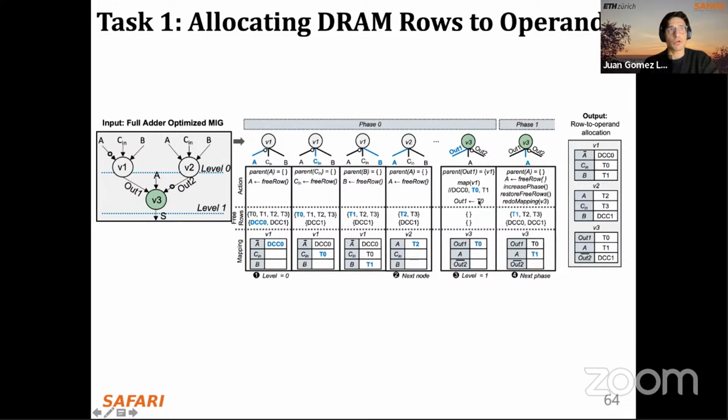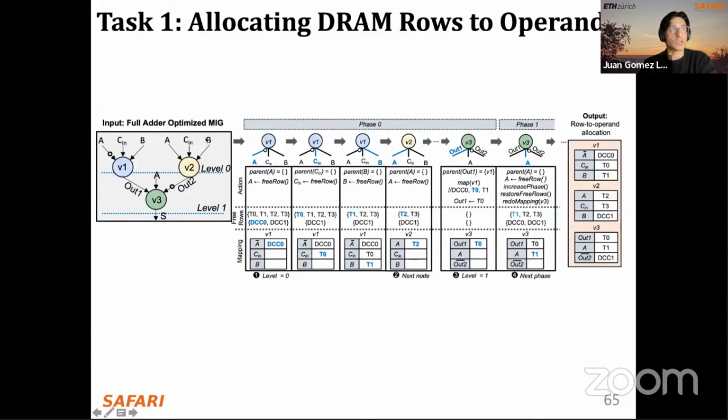Yeah, and at this point we ran out of free rows, so this means that we have to go to phase 1, and in phase 1 we continue assigning operands to the rows. In this case, operand A goes to T1, and the operand out 2, which is the output from V2, is taken from one of the rows that are used in the operation of V2. In this case it is DCC1.